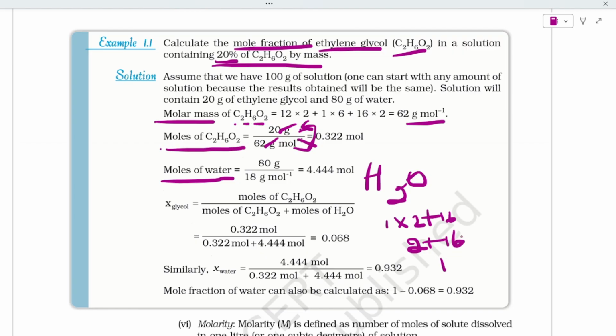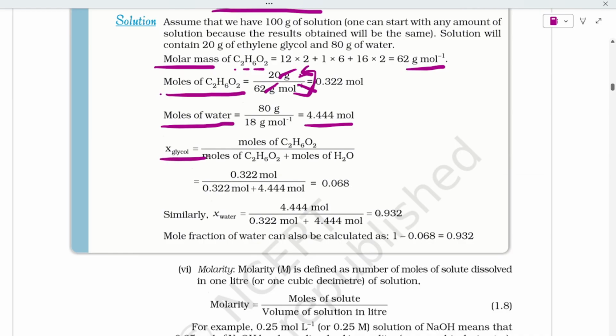Now you see that it is 18. Okay, now you can do this in calculator, 4.44 mole you will get. And x is the symbol that we use to denote mole fraction. You can see it is 0.322 divided by 0.322, because they have asked ethylene glycol. Ethylene glycol, and water also you can find out. If they have not mentioned anything, you have to find out both, and if they have mentioned any particular one, if you find that, it is enough, and you have to add and divide, and you will get the answer.